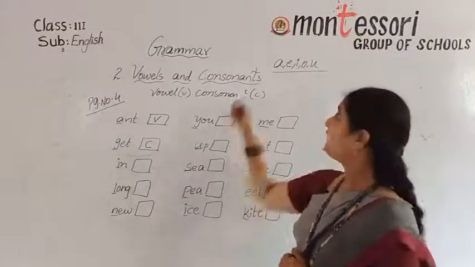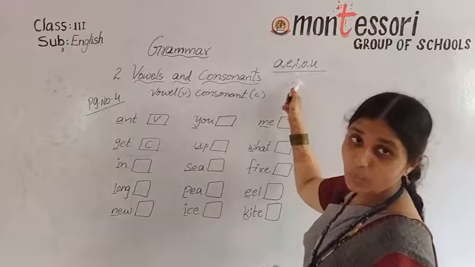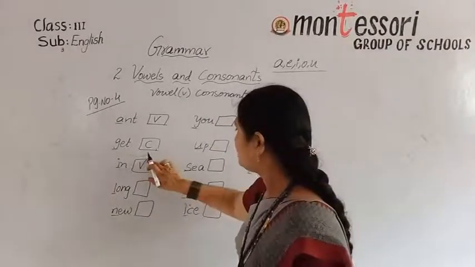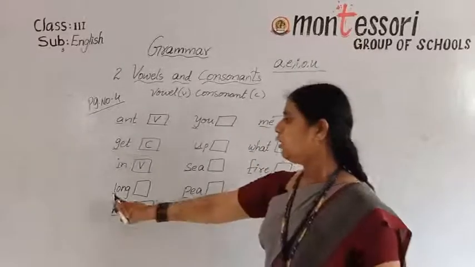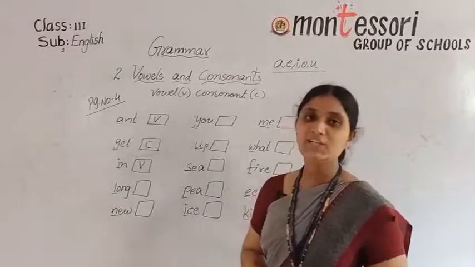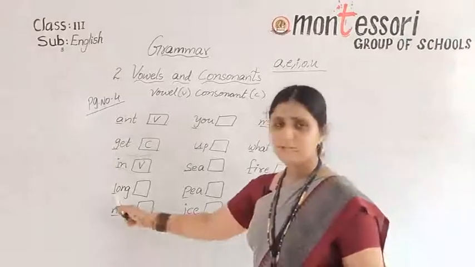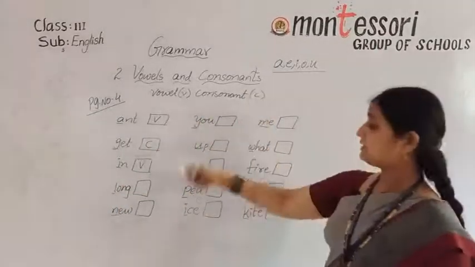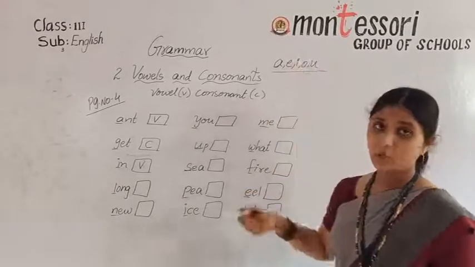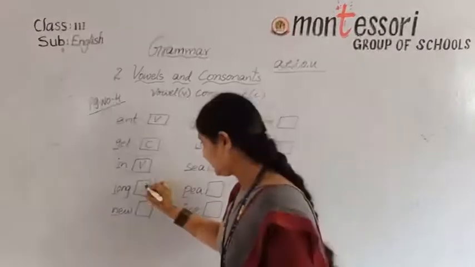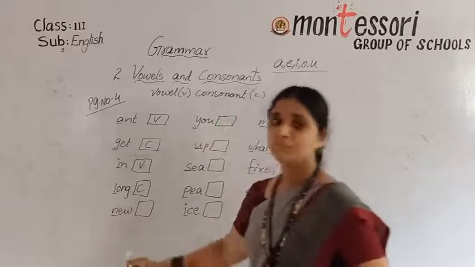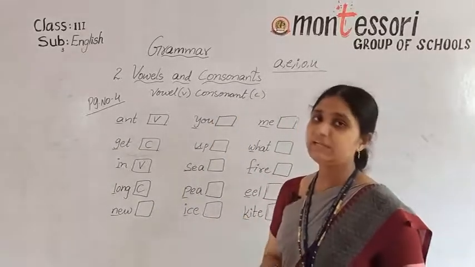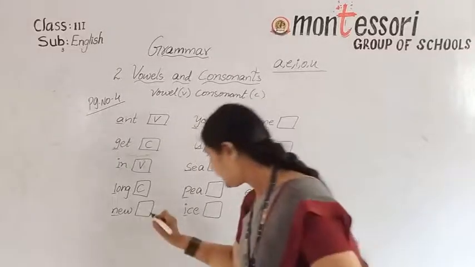I-N, in. I is in vowels. So, vowel. Next, long. L-O-N-G, long. L, is it a vowel? Is that letter in these 5 letters? No. So, it is a consonant. New. N-E-W, new. First letter is N. N is a consonant only.